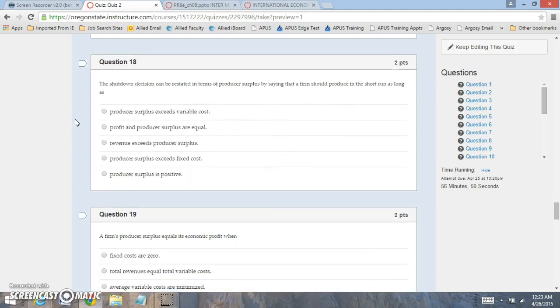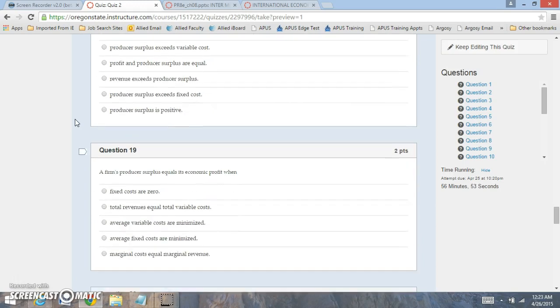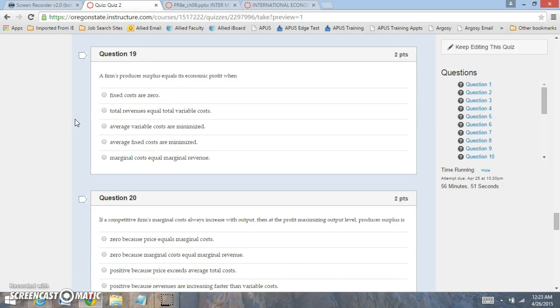Question 18 is looking at the shutdown decision. Shutdown decision is looking at the lowest point of the AVC. Question 19 is looking at producer surplus and when it equals economic profit. What does that mean?